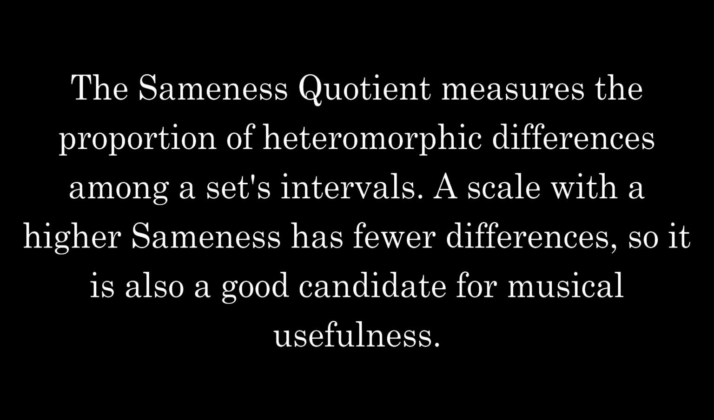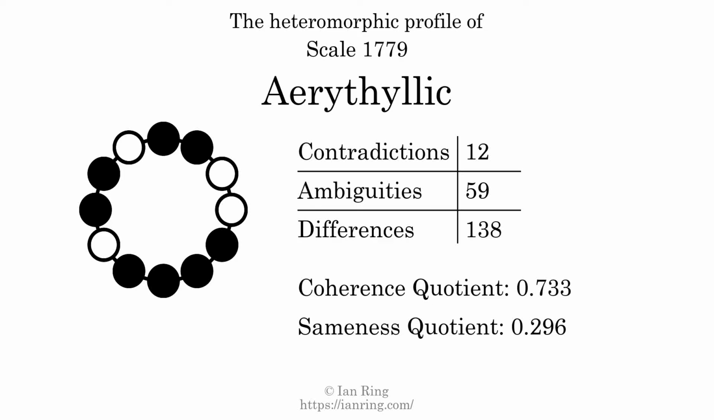The sameness quotient measures the proportion of heteromorphic differences among a set's intervals. A scale with a higher sameness has fewer differences, so it is also a good candidate for musical usefulness. The sameness quotient is 0.296.